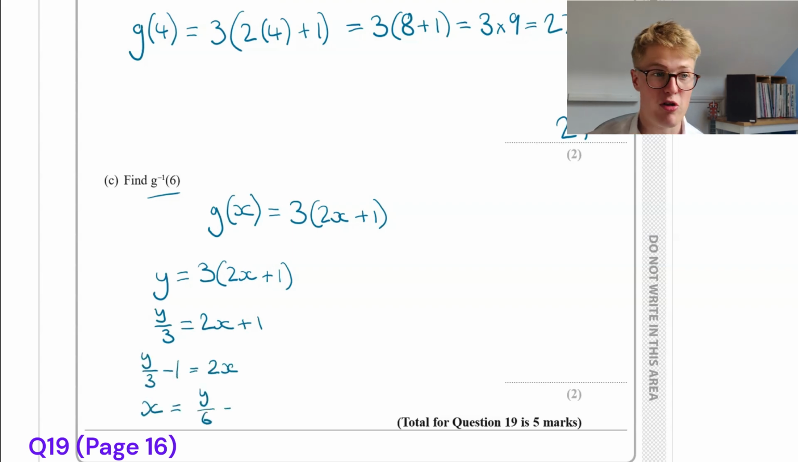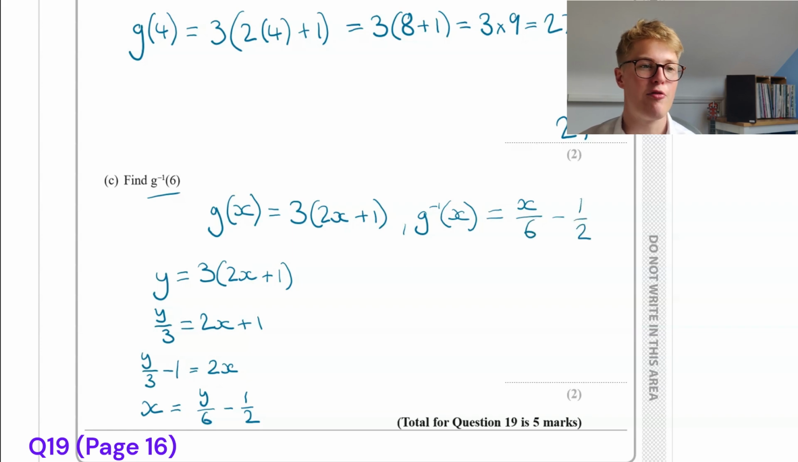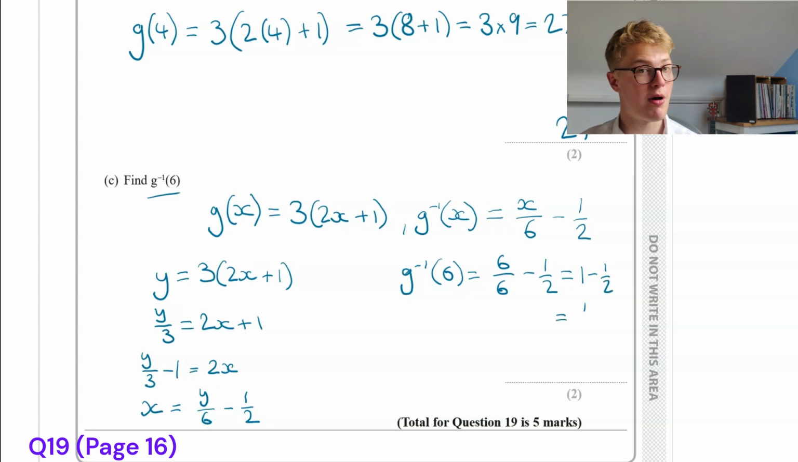If we divide both sides by 2, we end up with x is equal to y over 6 minus a half. So therefore the inverse function of x for g is going to be x over 6 minus a half, and therefore the inverse function of g for 6 is going to be 6 over 6 minus a half, which is 1 minus a half, which leaves us with a half as our final answer.